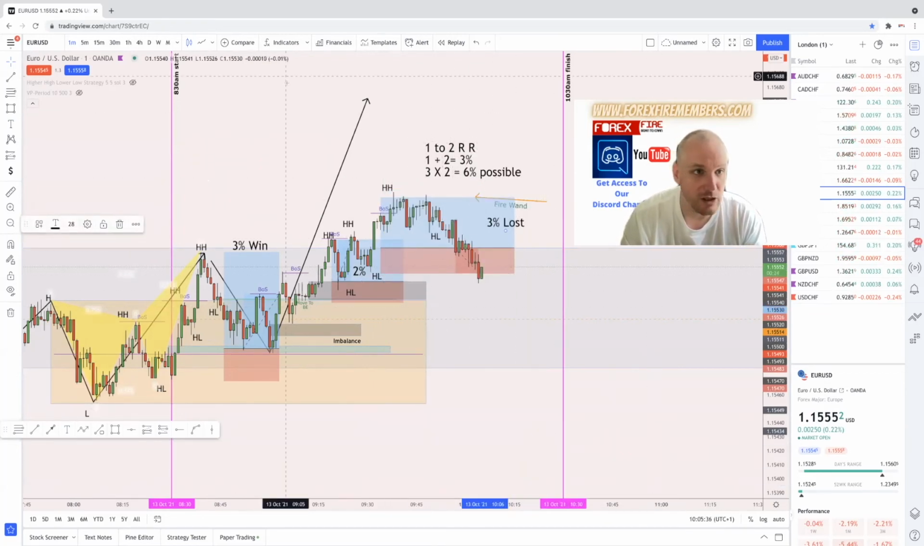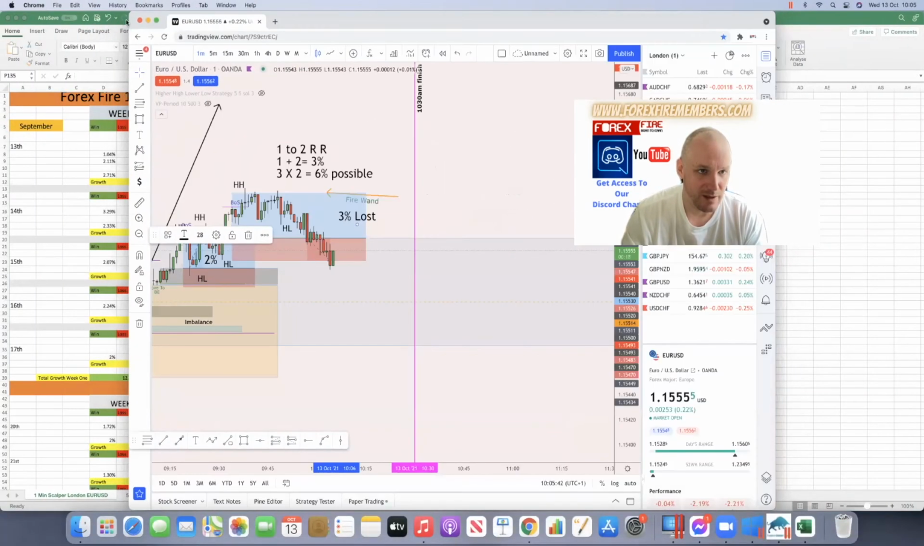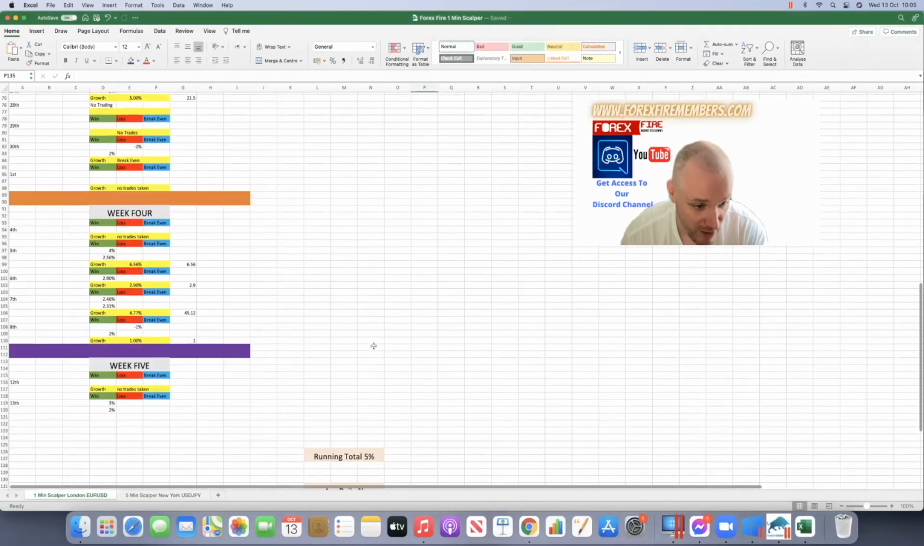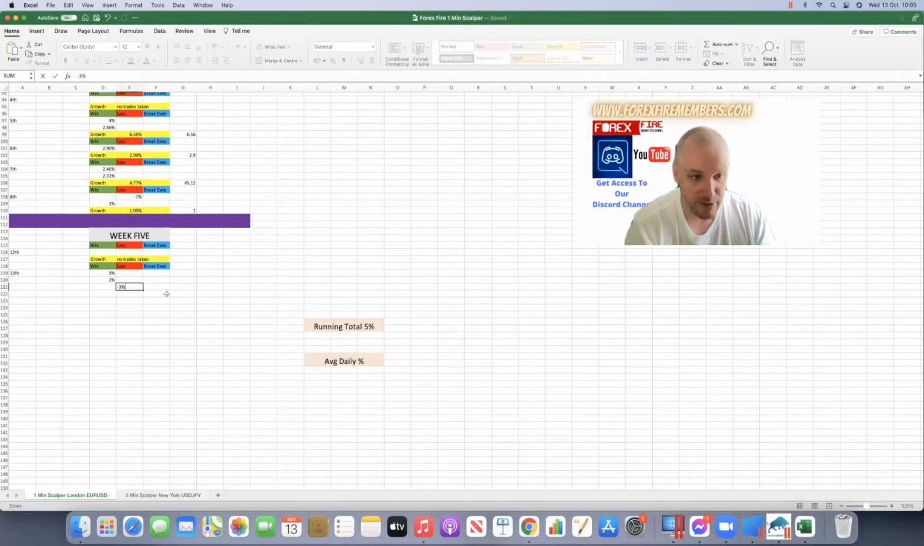Let's take a look at what you could have won on this. On this preference, if that 6% had come in, we would have doubled the account. Unfortunately, we've had a minus 3%. That minus 3% has taken the total for today down to a 2% gain.